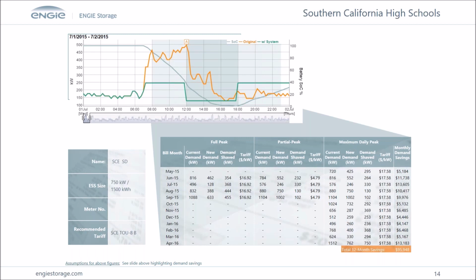One of the nice things about energy storage is SCE has filed a petition to change their on-peak time from what is now noon to 6 to later in the afternoon. So if that moves to 4 to 9 p.m., the software will automatically adjust and recalibrate to get the highest savings for that particular site. So in a lot of ways, it gives you some comfort in investing in that technology and being able to use that later. In this particular case, this high school saved them about $100,000 per year.